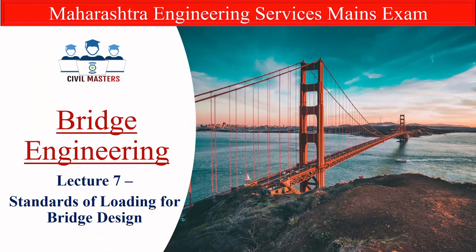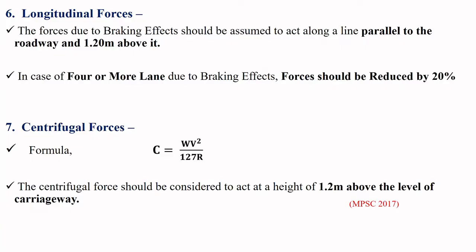Now we will see our lecture number 7, that is the standards of loading for bridge design. In the sixth lecture we have seen the various types of loading, that is dead load, live load, impact load. What is the impact effect on the live load? Then we have seen the lateral load. What are the provisions that have been given by the IS code? Now today we will see some other provisions related to the other loads that have been given by the IS code.